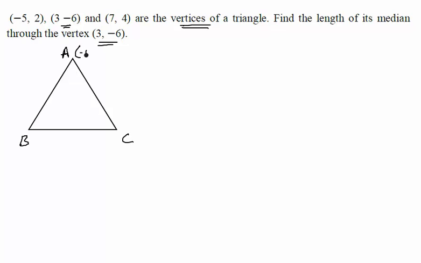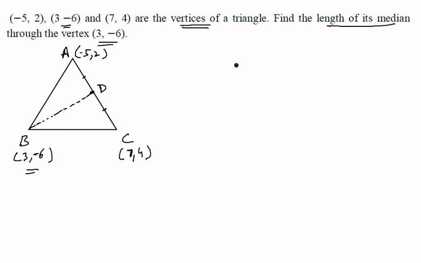Let us take this to be minus 5 comma 2. Let us take B as 3 comma minus 6 and C as 7 comma 4. Now what we have to do, we have to find the length of median from the vertex 3 comma minus 6. So 3 comma minus 6 is this vertex B, and if I have to draw the median, I will have to join B with the midpoint of the opposite side. Let us call this midpoint D. So if D is the midpoint, it is clear that AD and CD are of equal length, right?